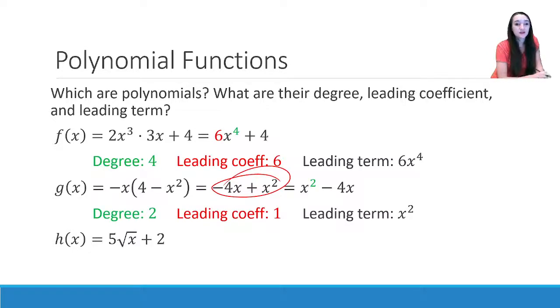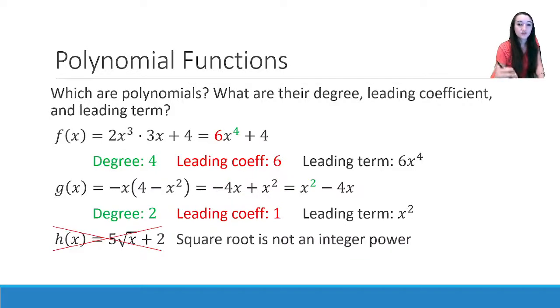But then the last one, well, now there's nothing really to multiply. I've got this square root of x, which again we learned can be written as x to the 1/2, but 1/2 is not an integer value. So even though it's positive, it's not going to give us a polynomial. So the square root is not an integer power, and so h of x is not a polynomial at all. So we don't care about the leading coefficient or term or degree or anything, because it's just not part of this category.